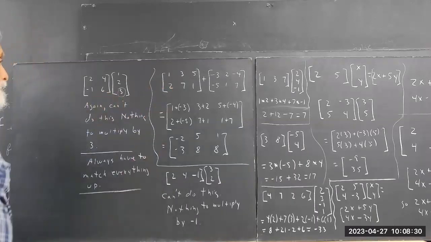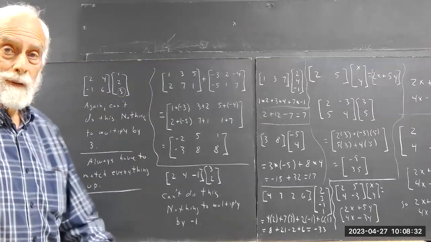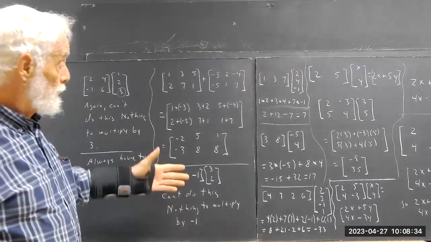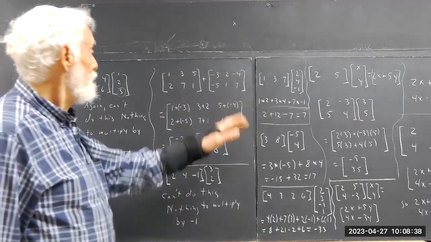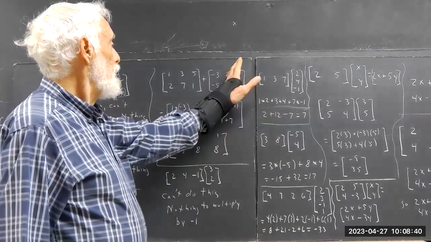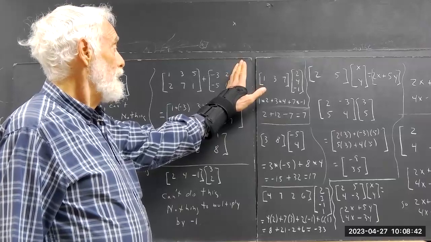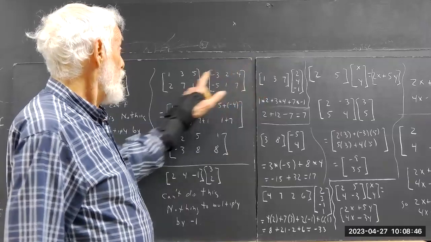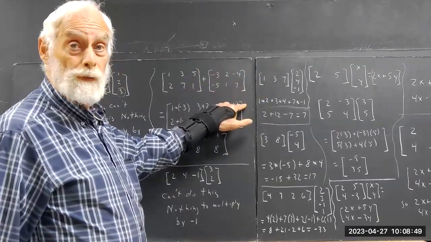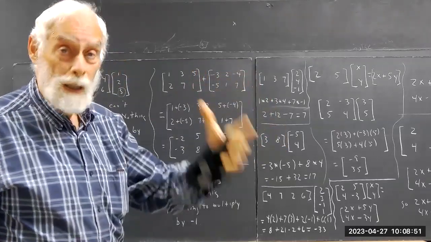It's easy to write down products that don't work. It'd be easy to write out sums that don't work. You know, if I eliminate this last column up here, then I have nothing to match up the 5 and the 1 with. Everything has to match up.